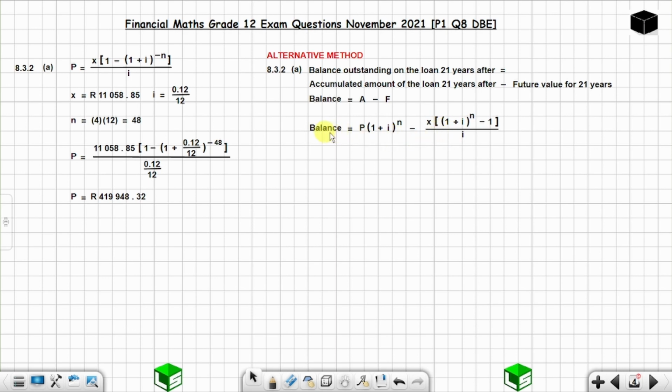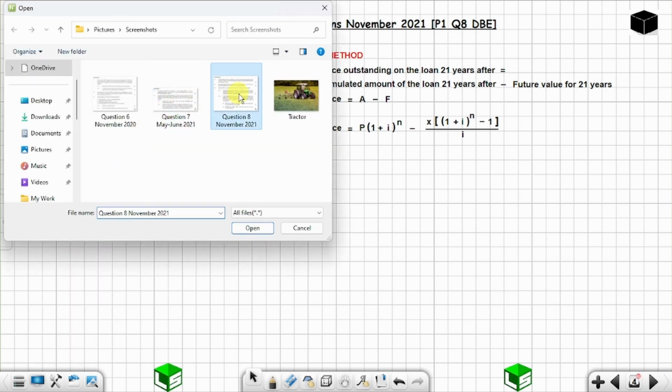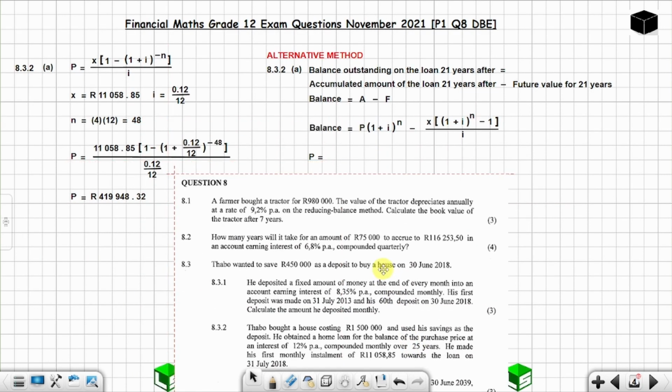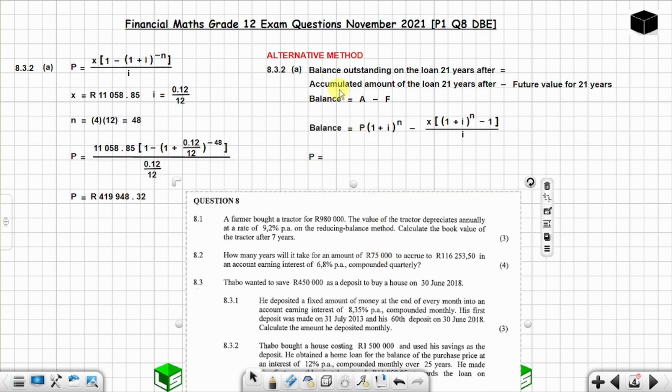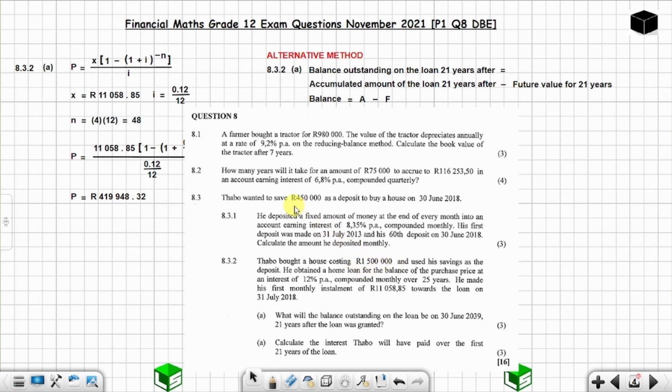We are going to solve for the balance outstanding on the loan 21 years after. So P, which is the initial amount. Remember, P is equal to the initial amount. When you check the question, the initial amount on which the loan is granted. So your initial amount is not this one. Remember, he used his savings as a deposit. So it will be this one minus this one.